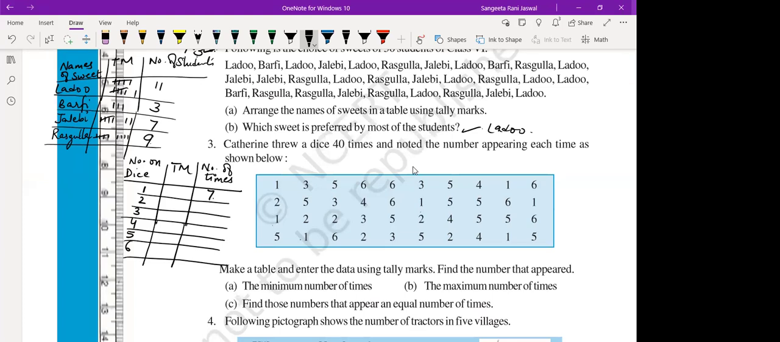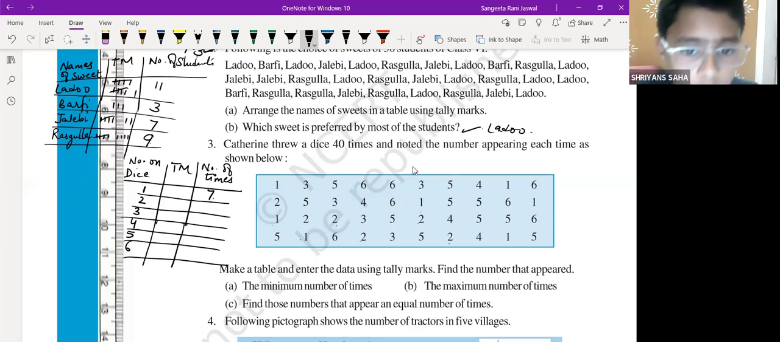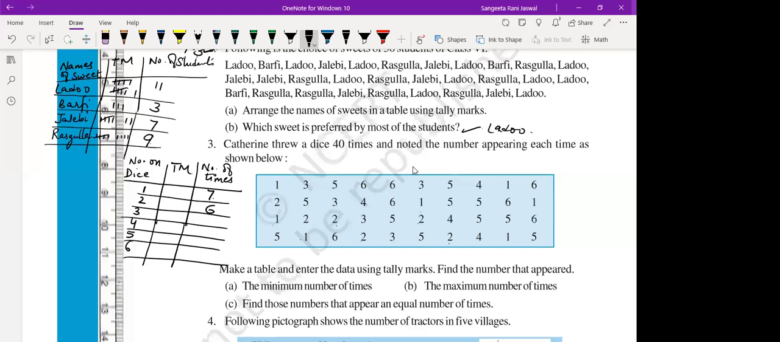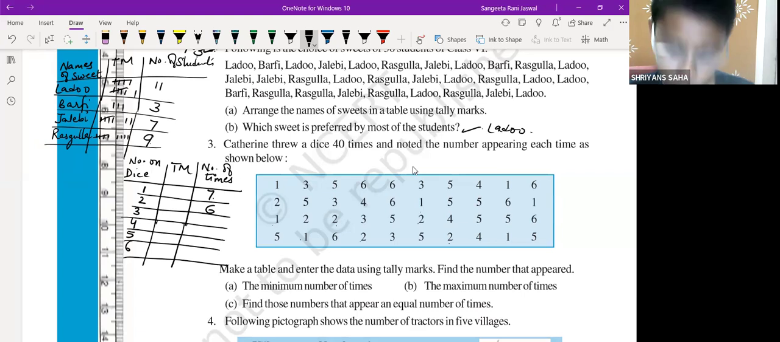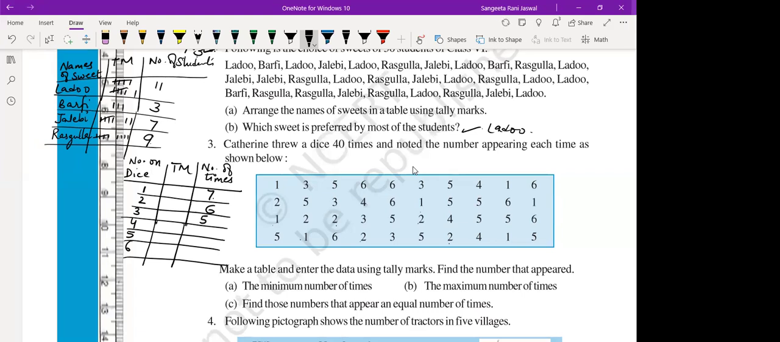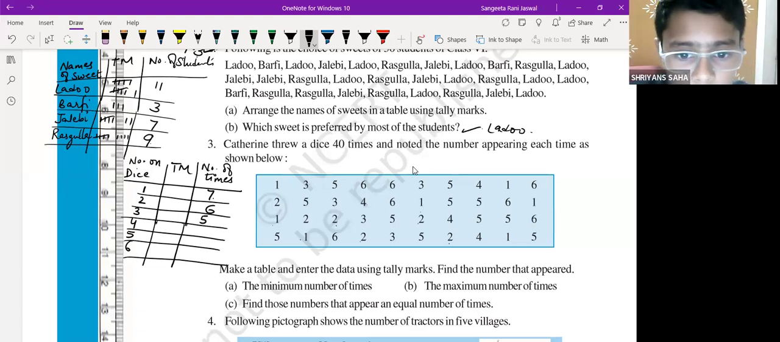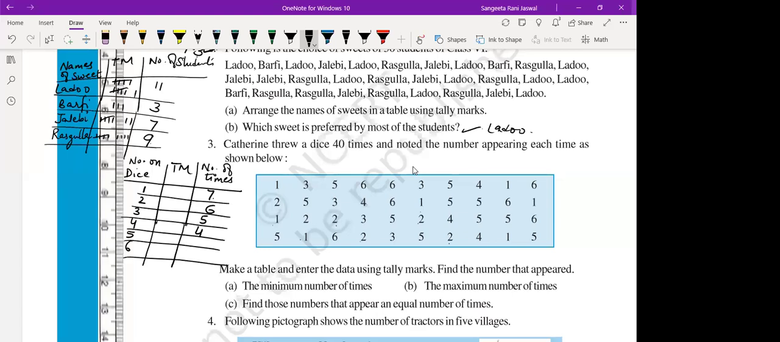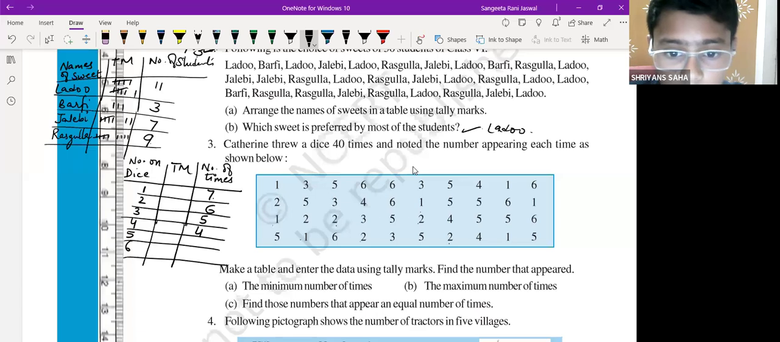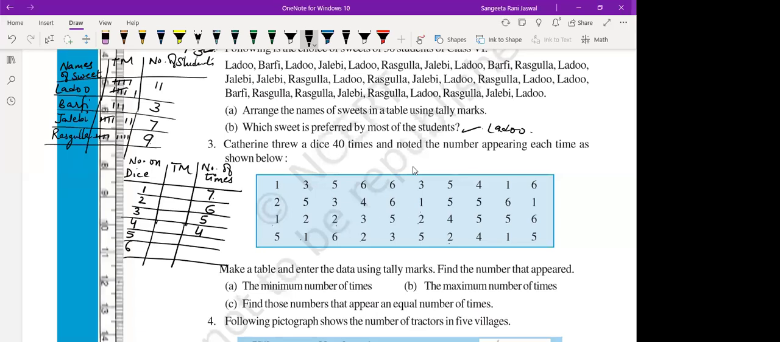How many times two appeared? Six times. How many times three appeared? Ma'am, five times. How many times four appeared? Four times. Yes, four times. How many times five appeared? Eleven times. How many times six appeared? Ma'am, seven times.